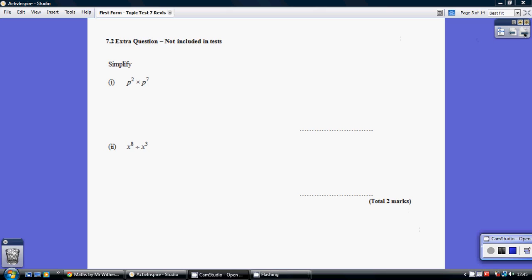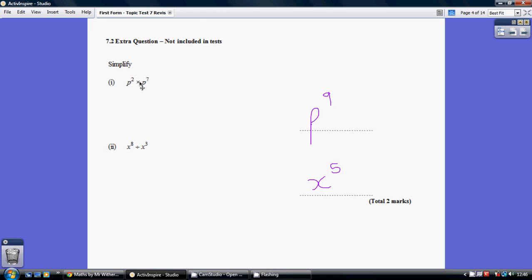Question two. So remember the index rules. Providing this big number is the same, be it a letter like we've got here, P and P, X and X, or be it a number, 5 and a 5, 7 and a 7, whatever, as long as this big number is the same, you can follow the index rules, which is when we're multiplying, you can add the powers together.